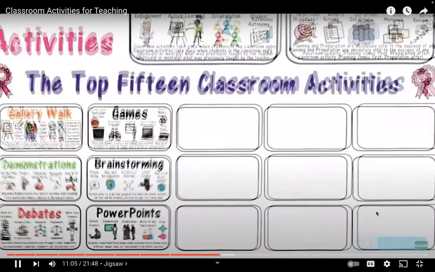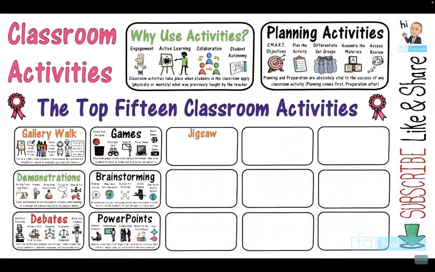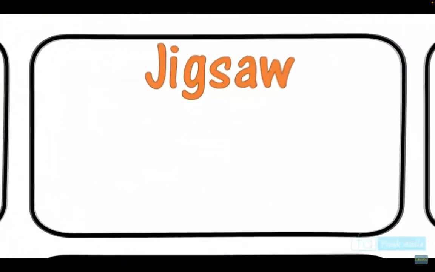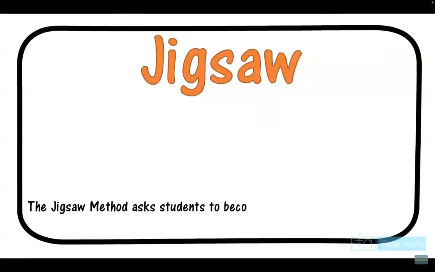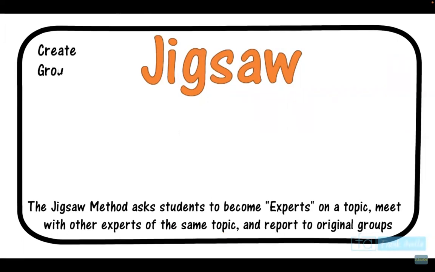Moving forward, the next activity up for discussion is the popular jigsaw activity. The jigsaw method asks students to become, quote, experts on a topic, meet with other experts of the same topic, and report to original groups. The jigsaw begins with the teacher introducing a topic of study. Next, the teacher creates groups of students of about 3 to 5 students.